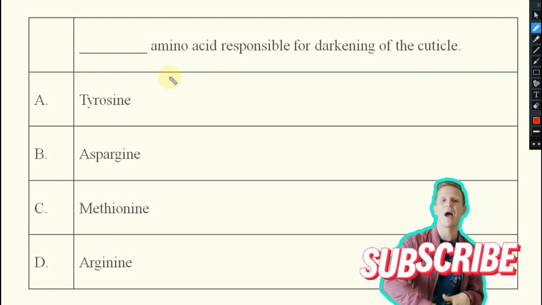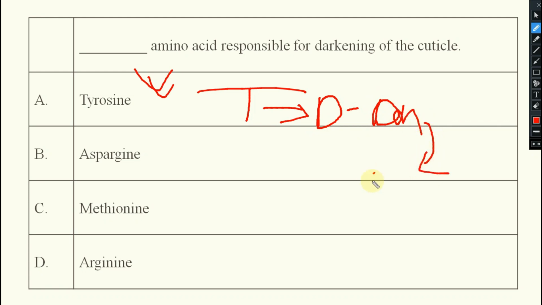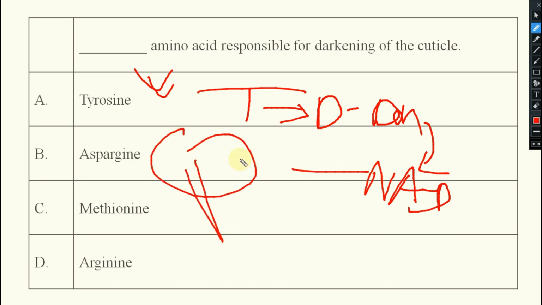So here you see one more important point is there in this question. You see tyrosine was there, the amino acid. Tyrosine will become dopa, yes or no? Dopa will become dopamine, yes or no? Dopamine will become N-acetyl dopamine, okay? Then N-acetyl dopamine will become quinone, yes or no? This is very, very important.